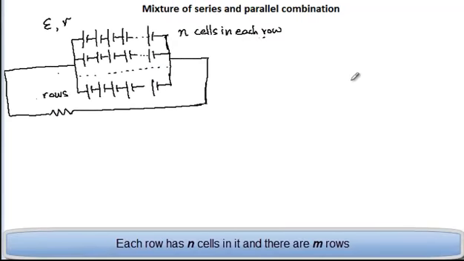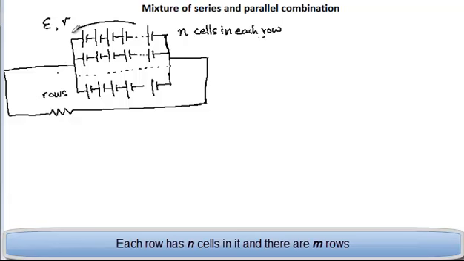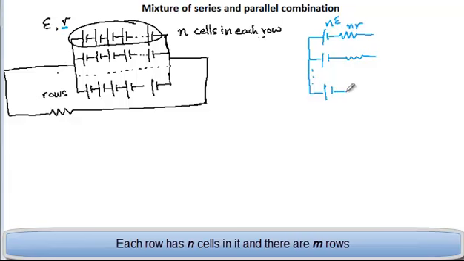Now here we have a combination of cells, some of which are in series and some of which are in parallel. For each of these rows, you can see that these cells are in series. So we are going to replace this over here with a single cell whose EMF is n times the EMF of one cell and the internal resistance is n times R, because the assumption is each cell has an internal resistance of R. And in this way you have m such rows. Now you can see that these m rows are in parallel with each other.